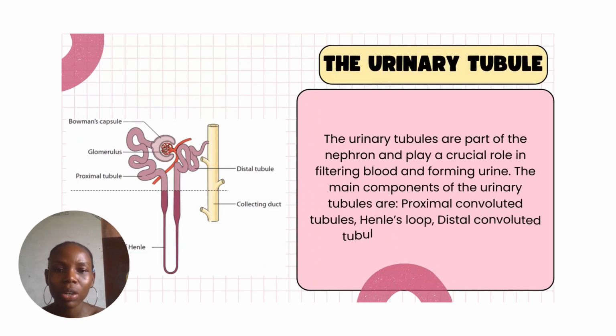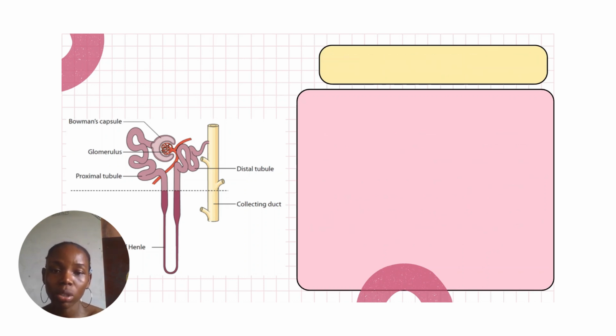Now, let's take a look at the urinary tubule, which is the nephron itself. The urinary tubules are part of the nephron and they play a crucial role in filtering the blood and forming the urine. The main components of the urinary tubules are the proximal convoluted tubule, the Henle's loop, the distal convoluted tubule, and the collecting ducts. You can see a diagram on your screen. It has the proximal convoluted tubule, the PCT, the Henle's loop, the distal, and the collecting ducts.